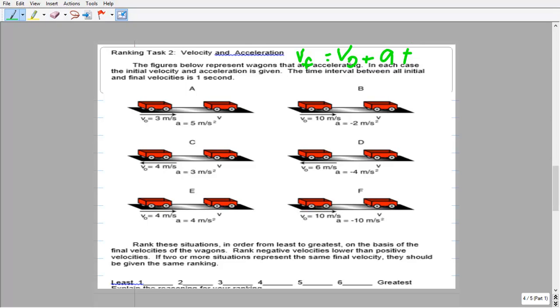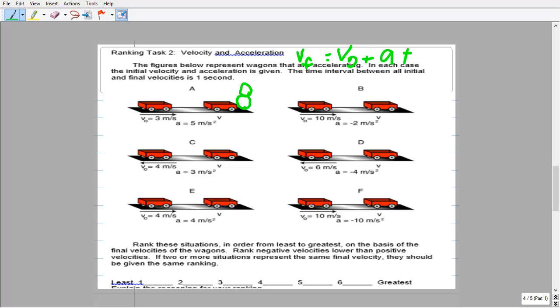You can use the equation, but for me it's almost better to either use your hand speedometer or just think about this in your head. So if you imagine in A, my initial velocity is 3 meters per second positive, and I'm going to accelerate at a rate of 5 meters per second every second for 1 second. So that means in 1 second I'm going to add 5 meters per second to my speed, given the fact that I start out at 3. So what's 3 plus 5? 8. So in 1 second my speed is going to change to 8 meters per second in A.